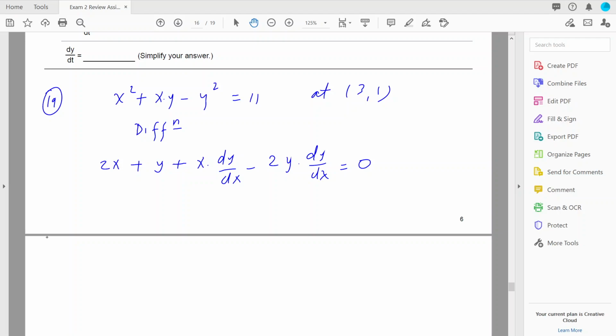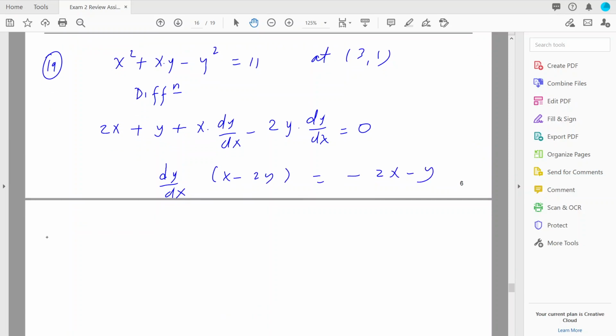So we just bring this 2x plus y to the right side. Factor out dy over dx. If we factor out dy over dx, the leftover will be x minus 2y. And on the right side, it's negative 2x, negative y. So dy over dx would be negative 2x minus y over x minus 2y.